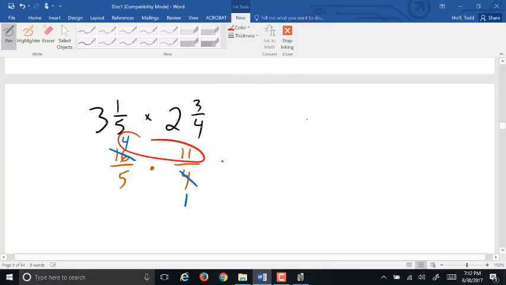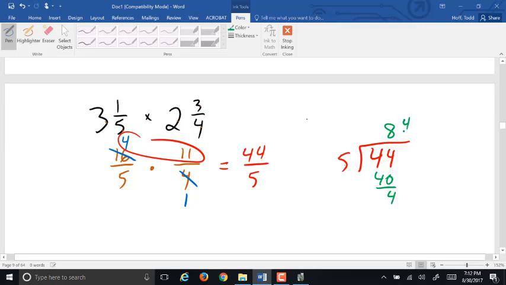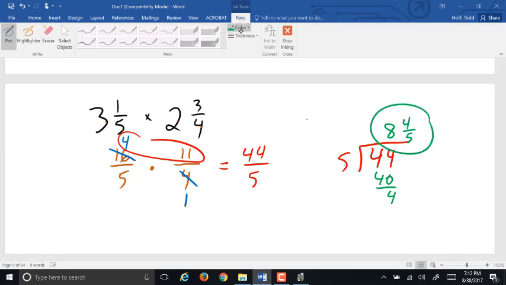What is 4 times 11? 44. What is 5 times 1? 5. There you go. 44 divided by 5 is 8. 8 times 5 is 40, so there's 4 left over. Not so bad.